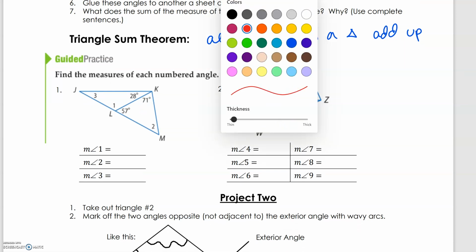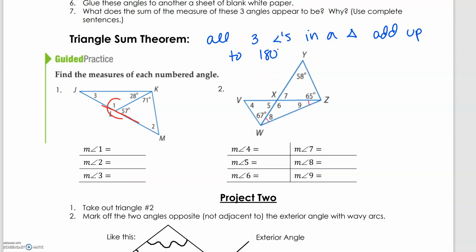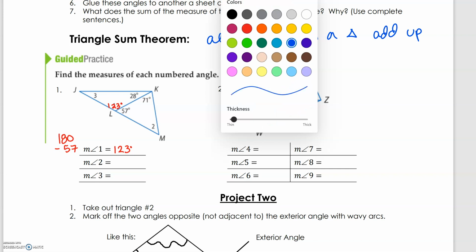And so for angle 1, this one, we can't use our triangle sum theorem because we have two missing angles in this triangle, but we do have a relationship here that is a linear pair. And so for 180 for the total, we would subtract the 57, and the measure of angle 1 is going to be 123 degrees. And I always suggest that once you know what the measure of that angle is, that you write it in to the picture, because that might help you now to find other angles, such as angle 3.